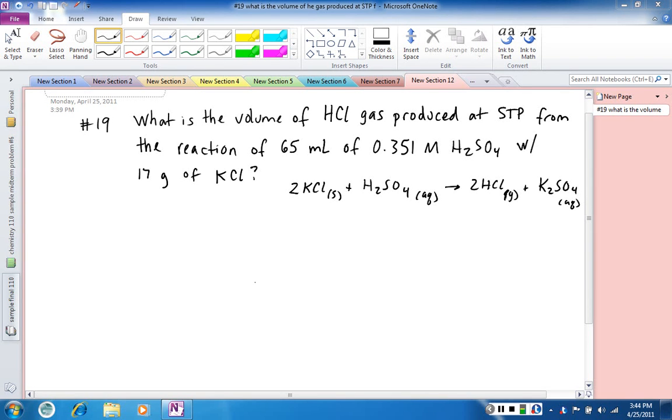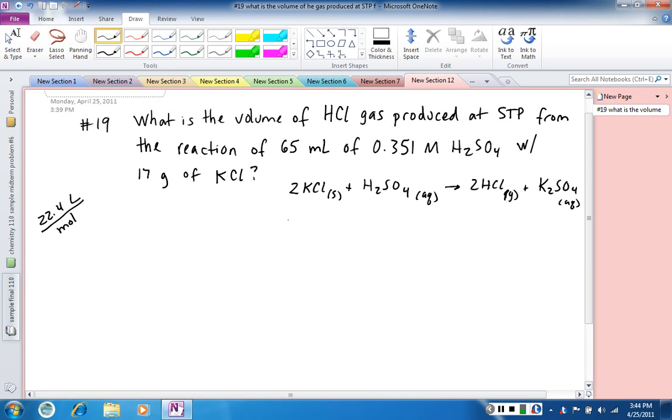That should clue you in that you can use the conversion factor 22.4 liters of a gas equals a mole. That's at STP, and that's going to come in useful.